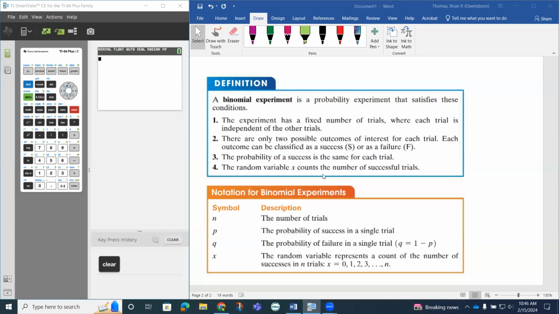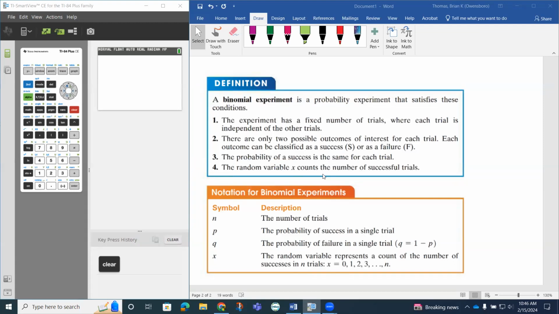Remember, one of the things we can't do is not replace a card in a deck, because without replacement can cause an effect on the probabilities. So there's got to be a replacement for the probabilities to be independent. The other part of a binomial experiment is there's only going to be two outcomes, a success or a failure. And the probability of success is the same for each trial, as we were mentioning. That's where that independent stuff comes in.